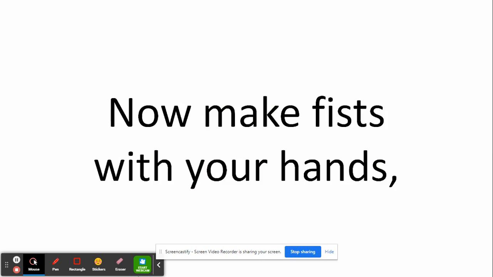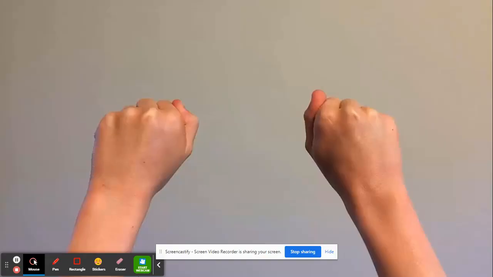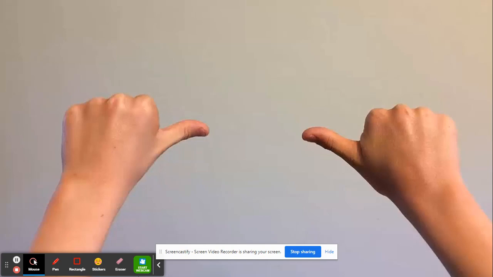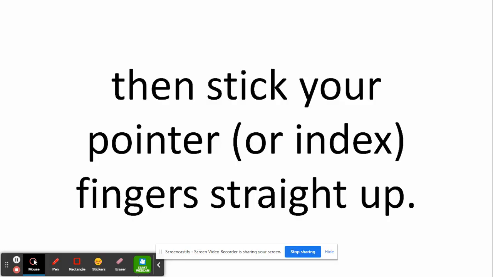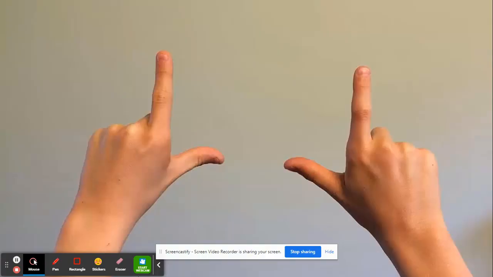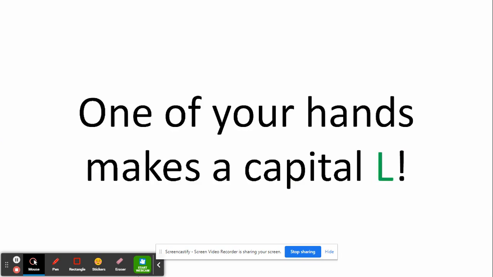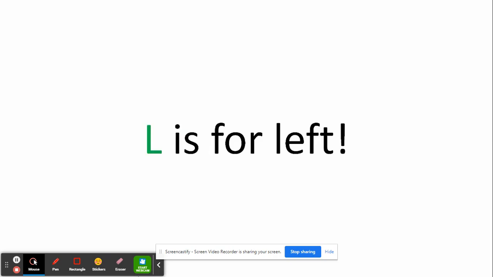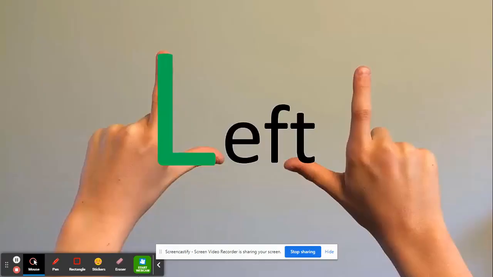Now make fists with your hands. Then stick your two thumbs out so they're pointing straight at each other. It's okay if they touch. Then stick your pointer or index fingers straight up. One of your hands makes a capital L. L is for left. Isn't that cool?